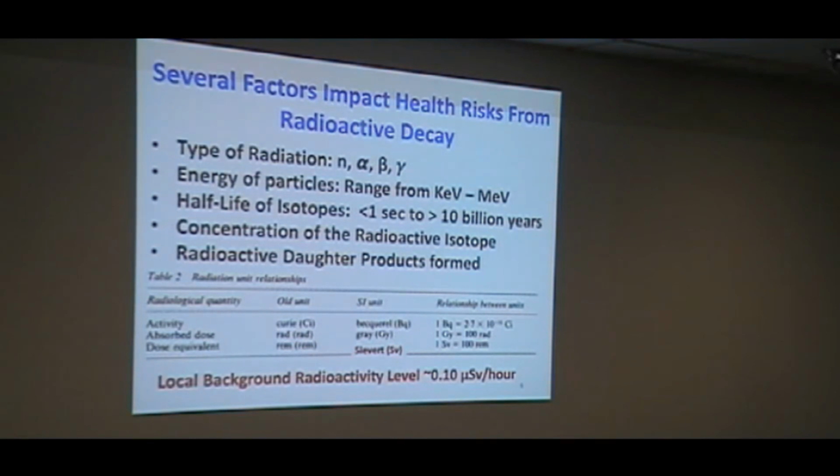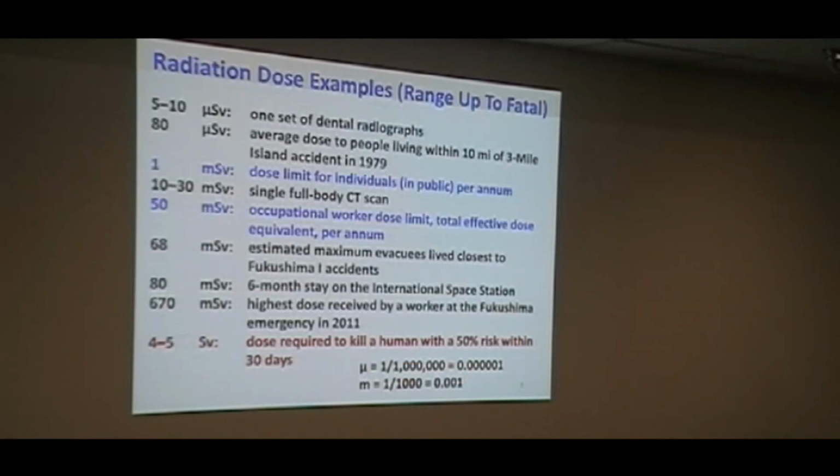And what I want to point out is that the background radioactivity level in this part of Ohio is about 0.1 microsieverts per hour. That's background radiation from very small amounts of uranium in the ground, to radon, to gamma rays coming in from space. That's how much radiation dose we have in the background. But it varies depending on what the exact composition is.